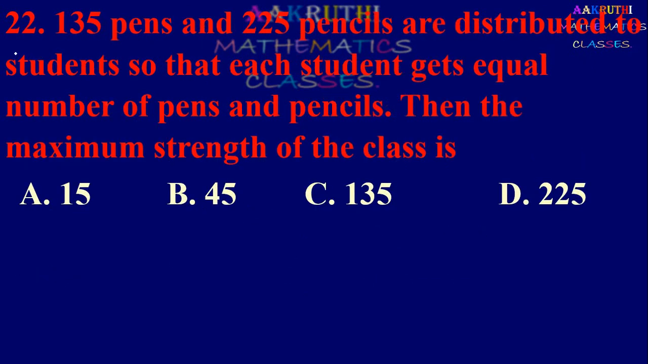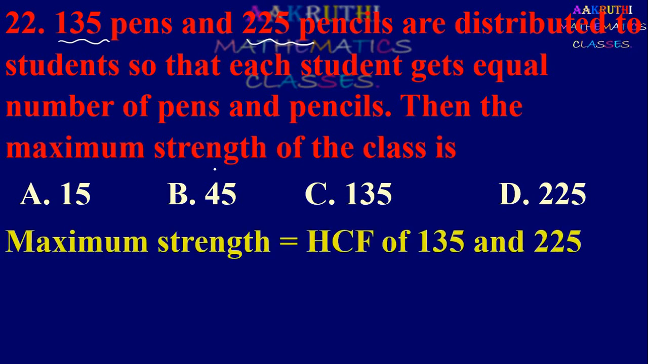So next question, question number 22. 135 pens and 225 pencils are distributed to students so that each student gets an equal number of pens and pencils. Then the maximum strength of the class is. So here 135 pens and 225 pencils are distributed to all the students, and all the students get the same number of pens and pencils. We have to find the total strength of the class.